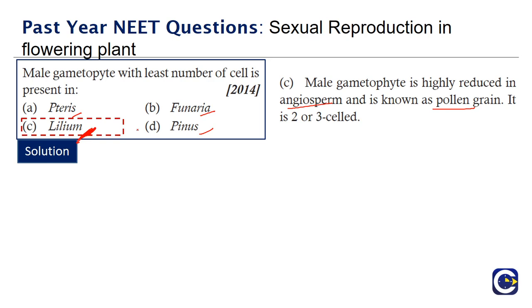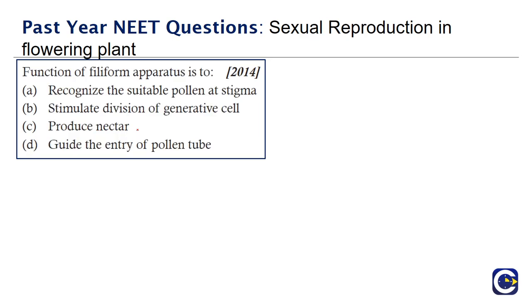Moving on to the next question. Function of filiform apparatus is to recognize the suitable pollen at the stigma, stimulate the division of generative cell, produce nectar, or guide the entry of pollen tube. Recognition of suitable pollen at the stigma is done by the stigma itself. There are particular chemical reactions which will either reject or accept the pollen. Stimulating the division of generative cell is not a function of filiform apparatus. Nectar production is also an automatic procedure in the flower, so that fertilization can occur. Here the filiform apparatus role comes only after the starting of the fertilization process.